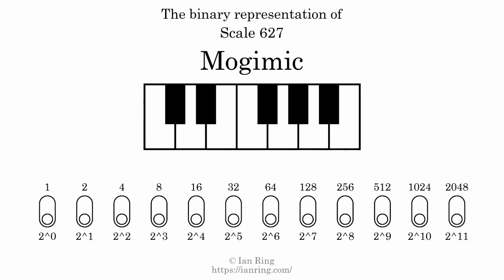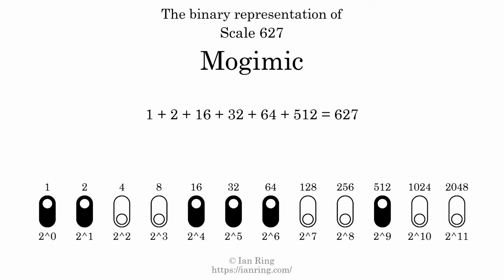The binary representation of this scale is determined by mapping tones of the scale to binary digits. Each binary digit represents a power of 2. To get the scale number, we add the powers of 2 together. The powers of 2 that are present in the scale, all added together, equals 627. That is why the scale number, in decimal, is 627.